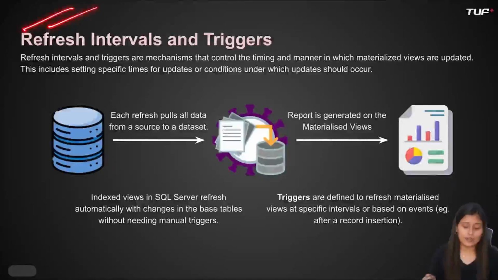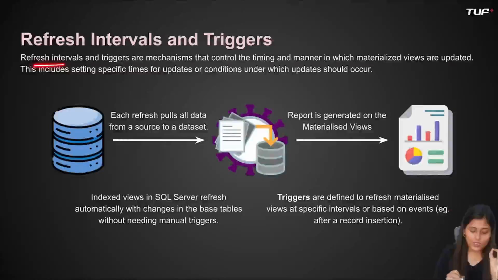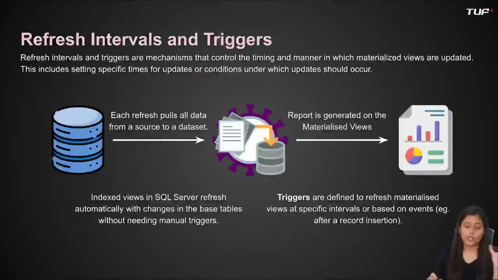Now refresh intervals and triggers. These are the two ways to refresh. Refresh intervals and triggers are the mechanisms that control the timing and manner in which materialized views are updated. These are the two techniques to update. This includes setting specific times for updating, or conditions under which updates should occur. This gives us the authority to manage the updates and decide at what time you can do that. Okay, so this is what each refresh involves.